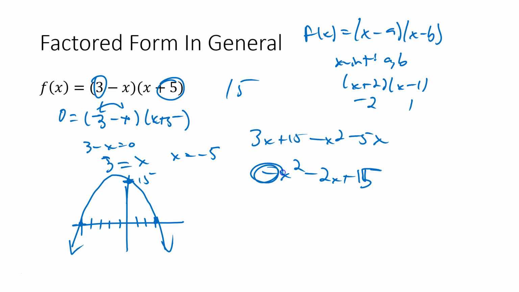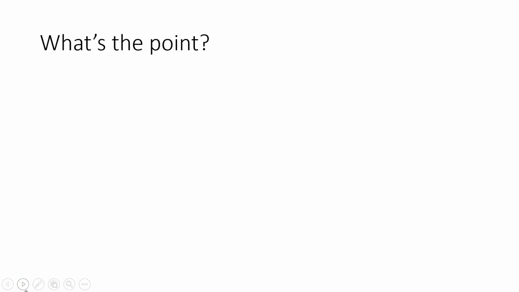We see we have that negative out front there, and that's what signifies we have the frowny face parabola. Negative, sad face parabola. If it was positive, like we saw before, that's where we're going to have that right side up parabola. And that's how factored form works. We'll talk more about that tomorrow.